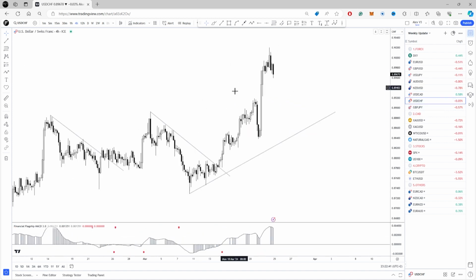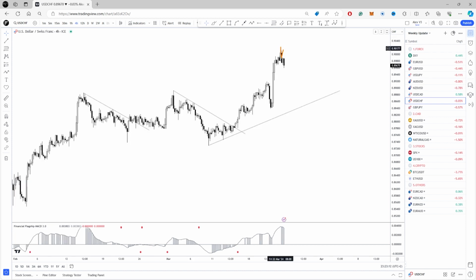Dollar Swiss franc, we were expecting the price to increase. We were waiting for a reaction from this consolidation. We were expecting the price to push back up to take out this previous top here. So as you can see, the price took out the top, created an all-time high, then it pulled back, and then it continued to go up, as you can see. And in the coming week, I'm expecting here a correction and then one more push towards the upside.